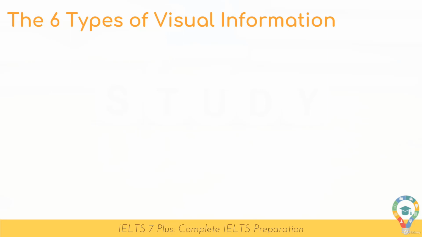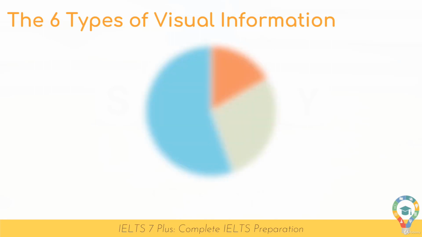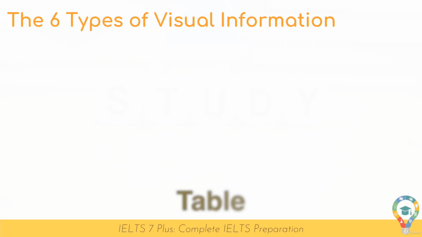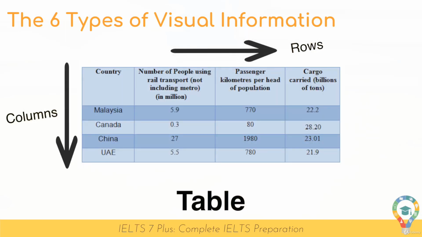You might be asked to describe the information in this, which is called a pie chart. As you can see, there are no x and y axes, and we call these segments slices or a slice. You could also be asked to describe a table, which looks something like this. The columns go down and the rows go across.